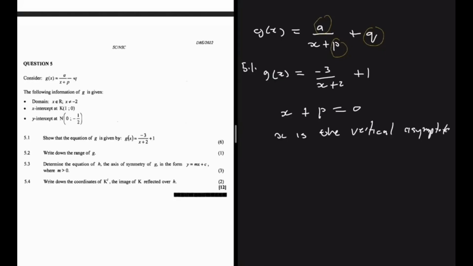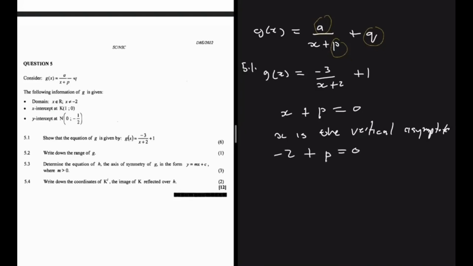We know that this is true, because if it is equal to 0, then you cannot divide any number by 0, then it will be undefined, right? And that only happens at the asymptote. So what is the value of x at the asymptote? The value of x at the asymptote is minus 2. So we're gonna say minus 2 plus p is equal to 0.